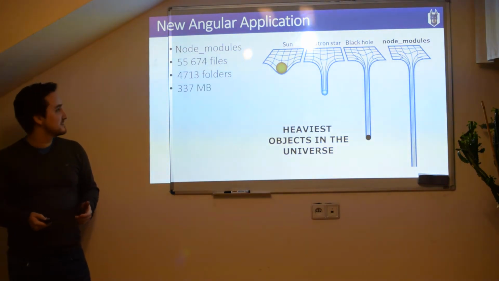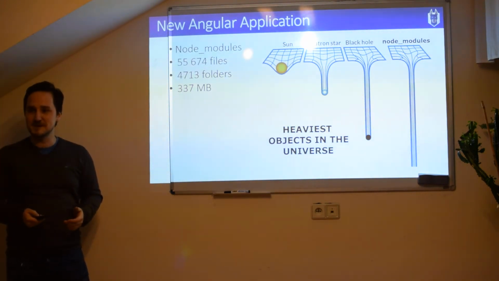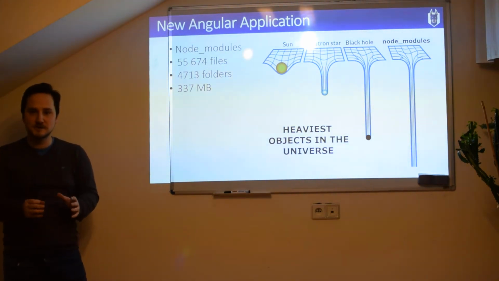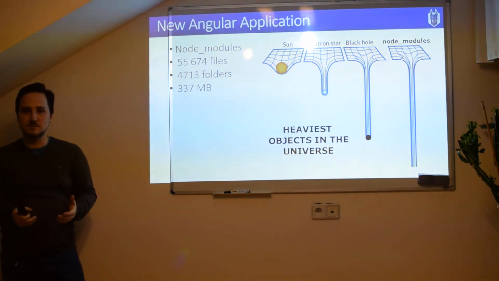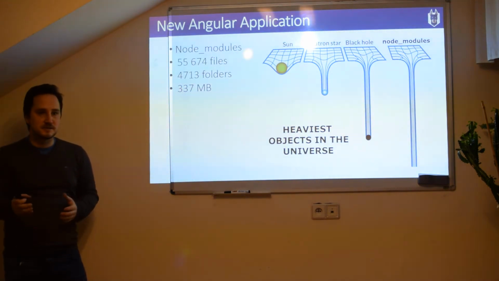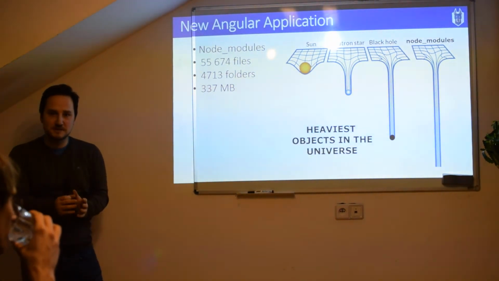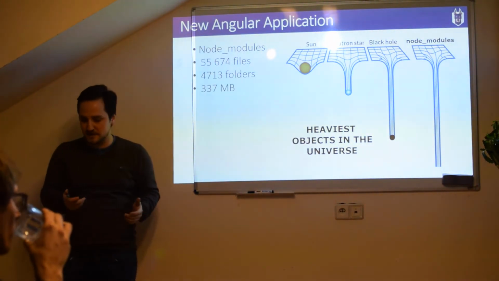55,000 files, 337 megabytes. To be clear, not everything ends up in the final application code, right? There are also build tools and things like Sass converting to CSS. But this is a crazy amount of third-party dependencies in a plain project without anything, right?